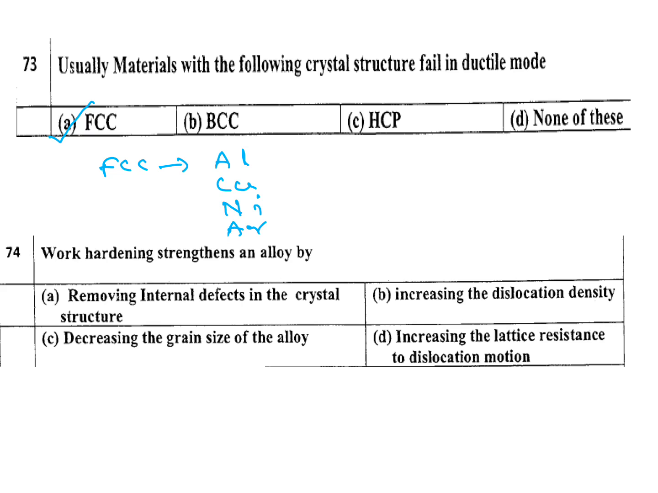Next, work hardening strengthens an alloy by A. Removing internal defects in the crystal structure, B. Increasing the dislocation density, C. Decreasing the grain size of the alloy, D. Increasing the lattice resistance to dislocation motion. Its answer is increasing the dislocation density. In cold working, we get work hardening.